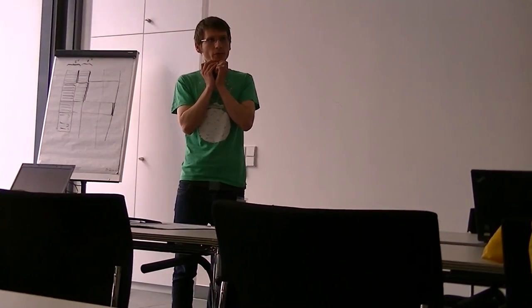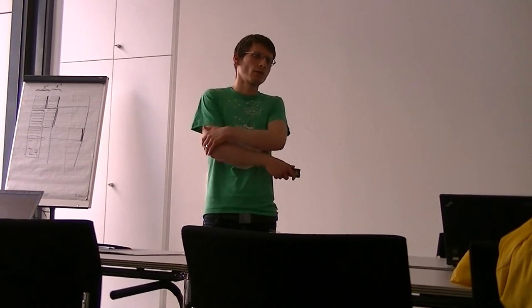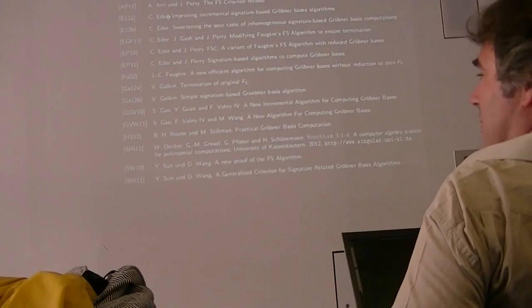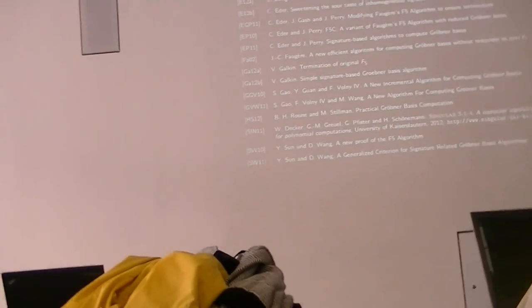And that has the matrix F5 style, which has also used the position-over-term model. I mean, it has the linear algebra part, of course. But what is called the matrix F5 algorithm was known from the beginning, because this is what we used, for instance, to break the HFE challenge. But was this also non-incremental? No, it was incremental, yes. But his question was about the first one. Of course, the matrix F5 version, yes.